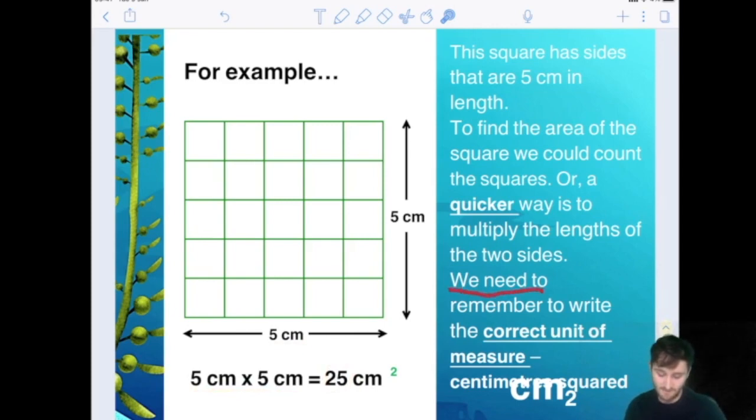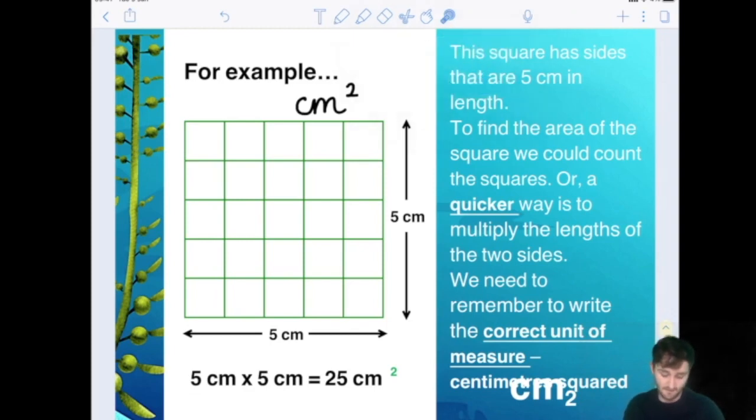Remember that we need to write the correct unit of measurement, which is centimetres squared. So you can see here, I've got 25 centimetres, and I put my little squared up here. So I'll write it again just up here to make sure. It's centimetres, and then I put a small little 2, almost like an apostrophe, up here. And we call that centimetres squared.